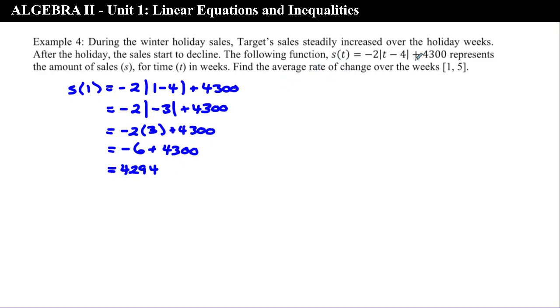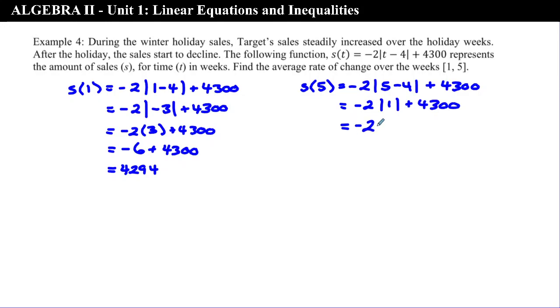All right, let's move over to do s of 5 so we can find what our y2 is going to be. So s of 5 is going to equal negative 2 times the absolute value of 5 minus 4, plus 4,300. And then we have negative 2 times the absolute value of 1, plus 4,300. The absolute value of 1 is just 1. Negative 2 times 1 is just negative 2. And if you subtract 2 from 4,300, you end up with 4,298.